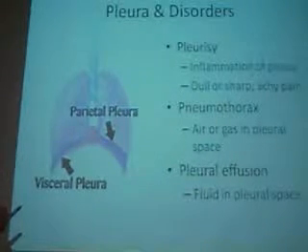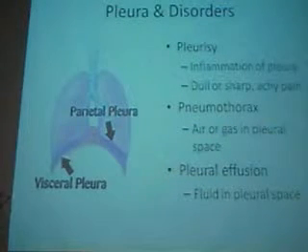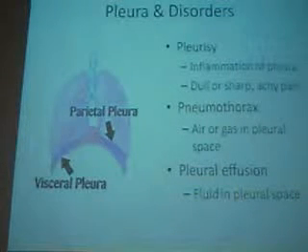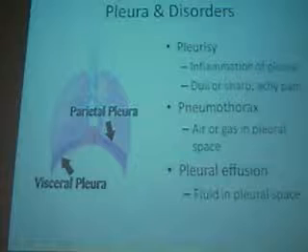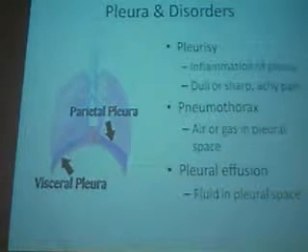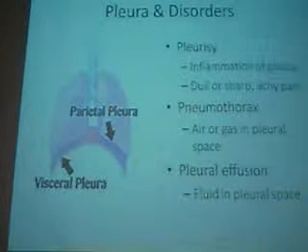Pleurisy can cause dull or sharp aching pains every time a person breathes. So people with pleurisy may experience problems breathing. Every time they breathe in and out, they have a stabbing pain in the lungs. So oftentimes it comes from things like pneumonia or infections in the thoracic cavity that really irritate that lining.